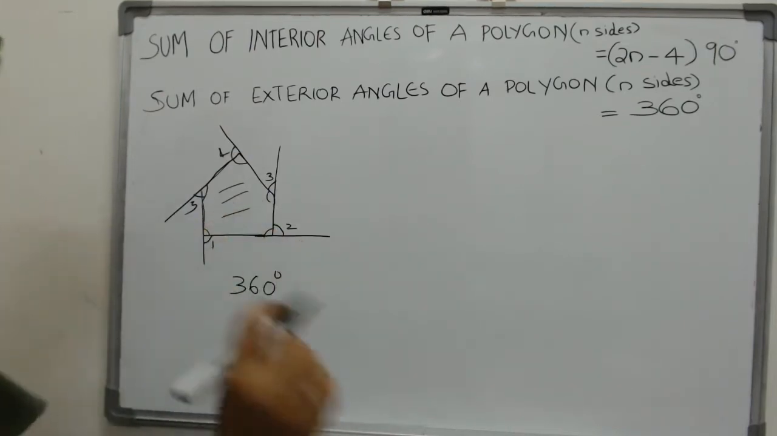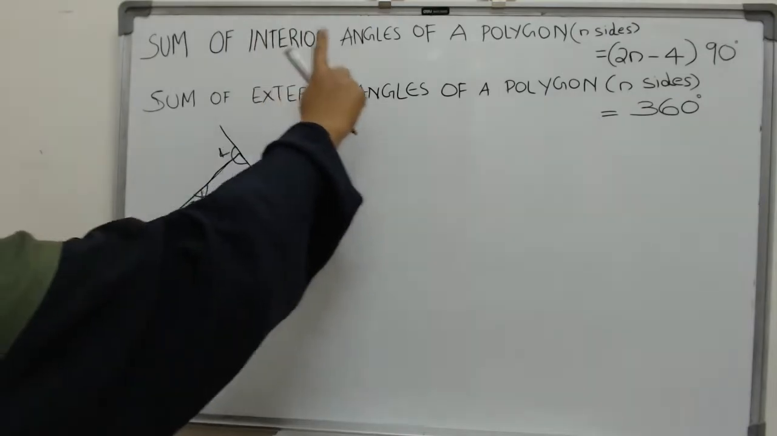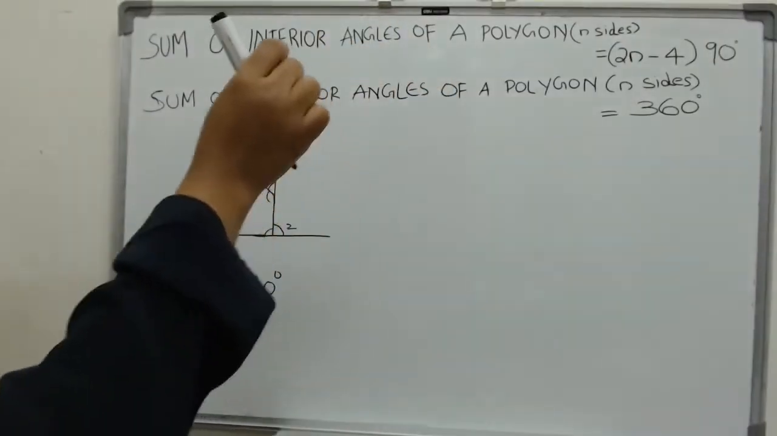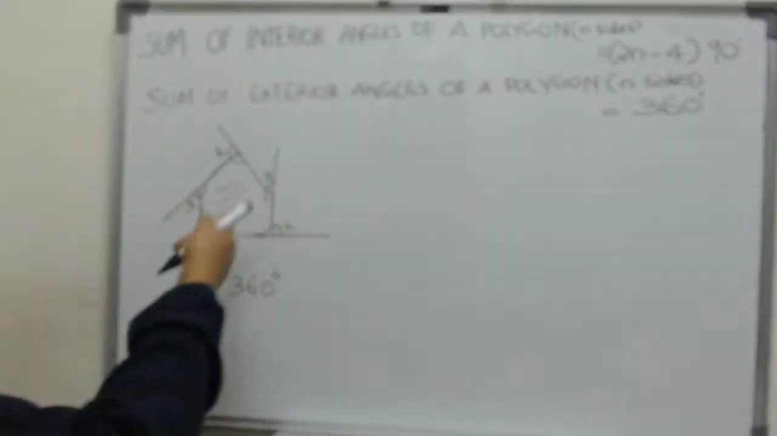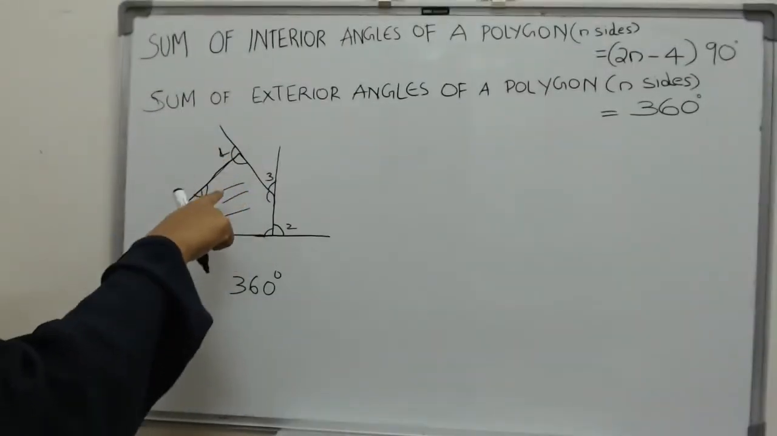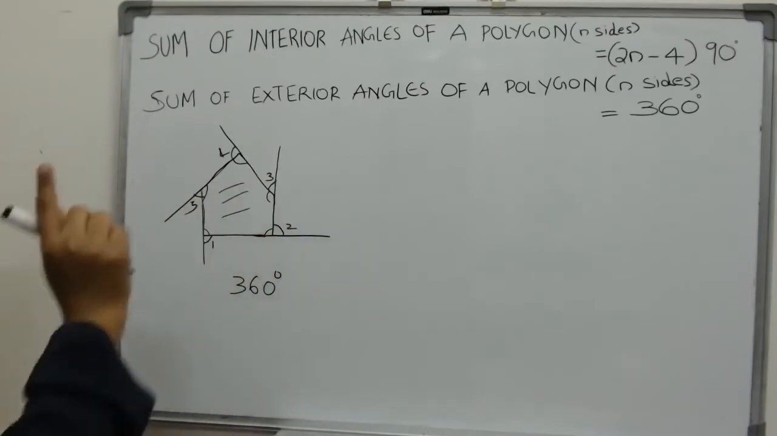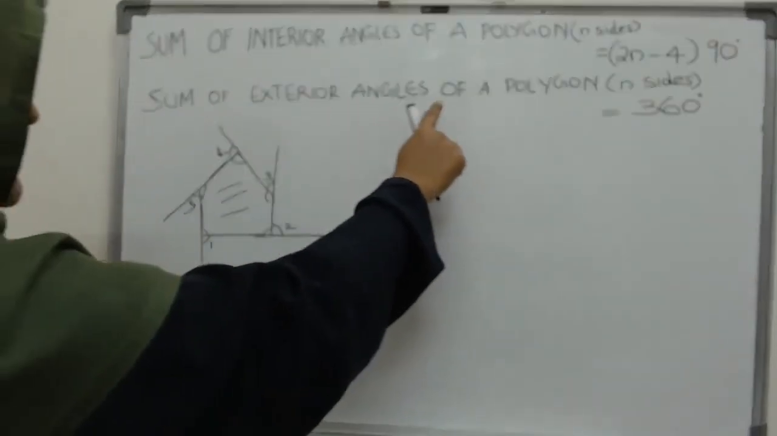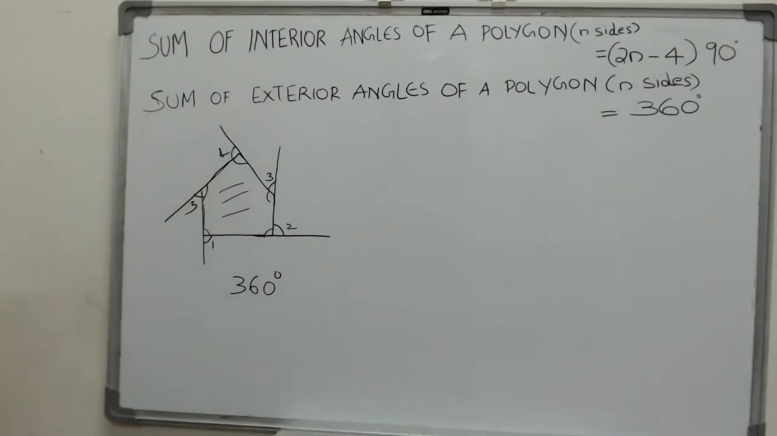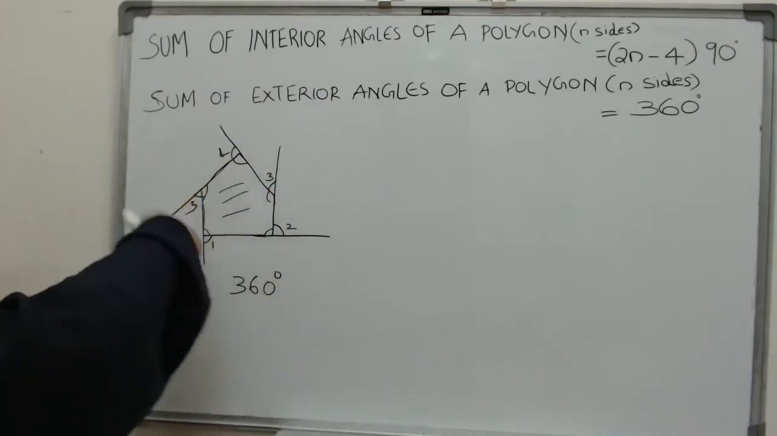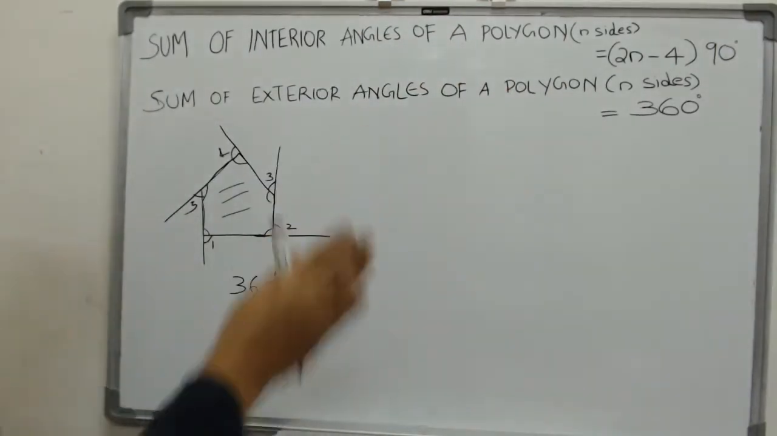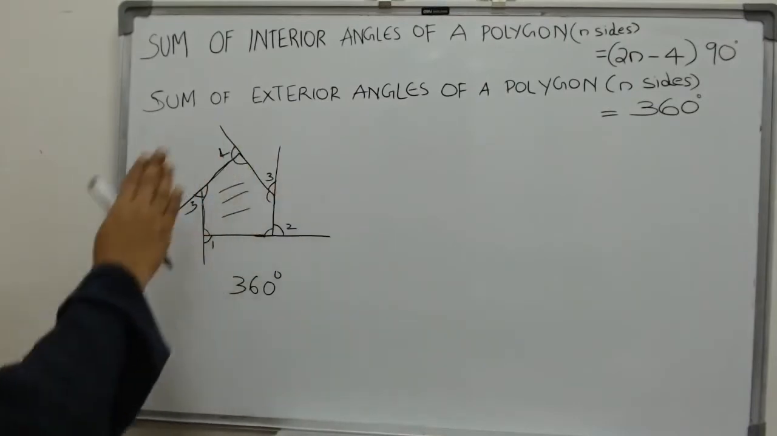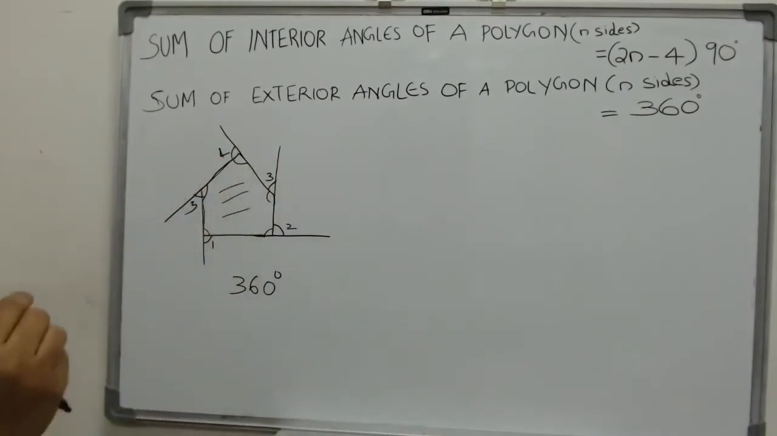Now did you notice one thing here? The sum of the interior angles depends on the number of sides. See, in the formula you have an n here. So the sum of the interior angles always depends on the number of sides. But look at the sum of the exterior angles. Irrespective of whether it is a triangle, a quadrilateral, or an octagon, the sum of the exterior angles will always be 360 degrees. And notice, this just gives you the sum of the angles. It does not give you the individual angle.